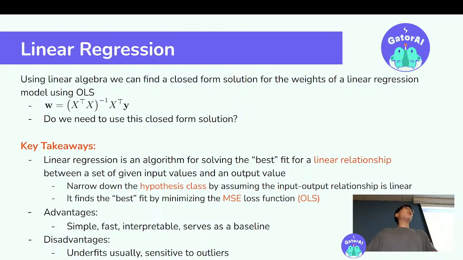But that essentially closes off our lecture on linear regression. Just make sure you understand the key takeaways. I think that's very important, and it's definitely one of the most fundamental models in machine learning, statistics, and data science.